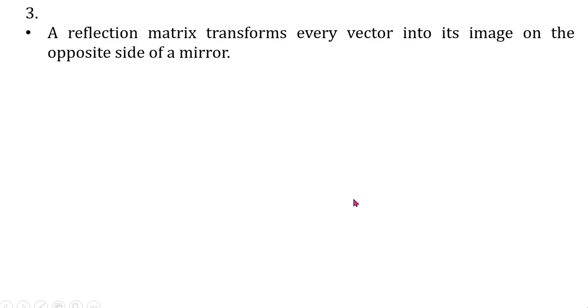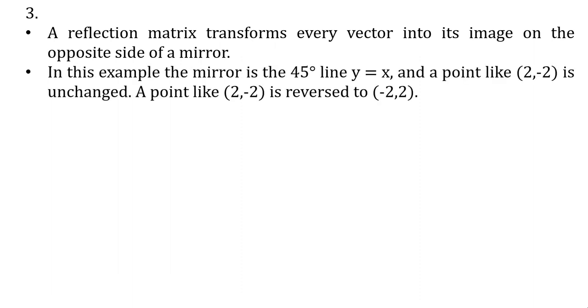The third property, a reflection matrix. A reflection matrix transforms every vector into its image on the opposite side of the mirror. In this, consider an example. The mirror is the 45-degree line, that is y equals x, and a point like (2, 2) is unchanged. The point like (2, -2) is reversed to (-2, 2).